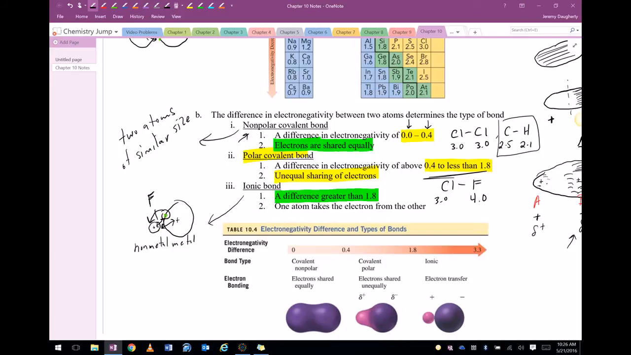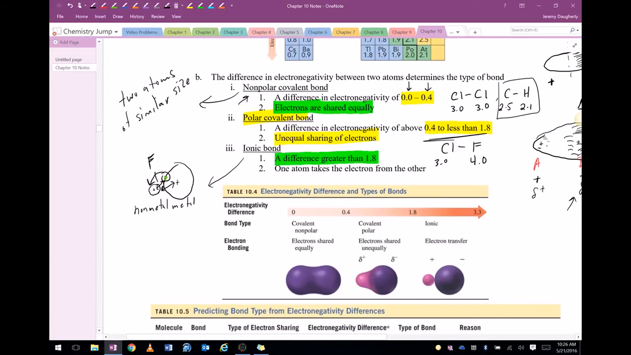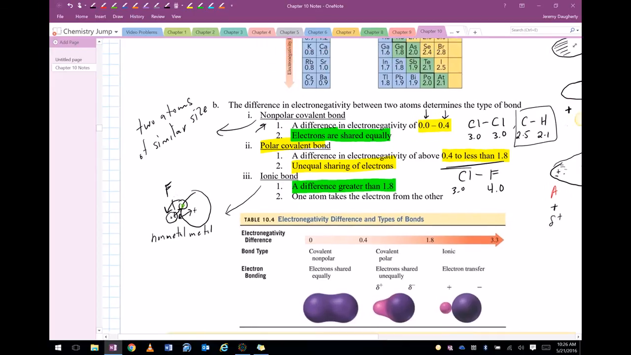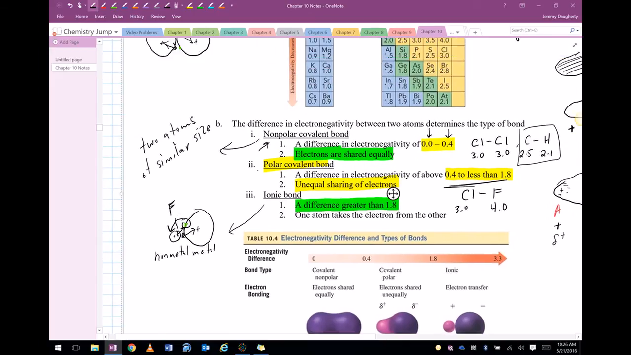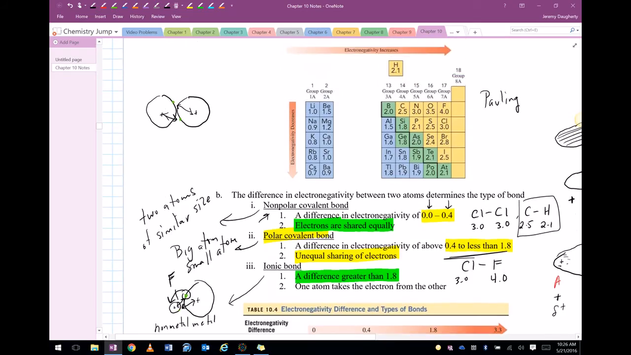So if we're talking about atom size, an ionic bond is typically a big atom and a small atom. A polar covalent bond is again a big atom, small atom, but not a huge difference. And usually for an ionic bond we say, hey, it's a metal that's been bonded with a nonmetal. That's what we typically say for an ionic bond.